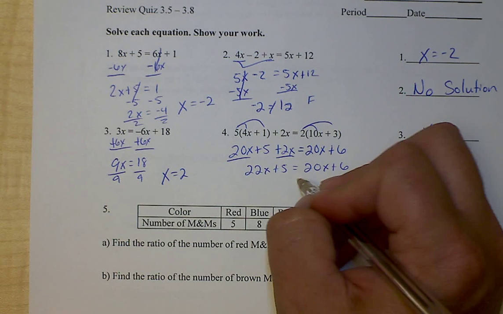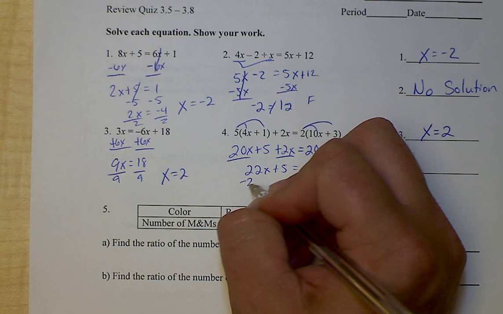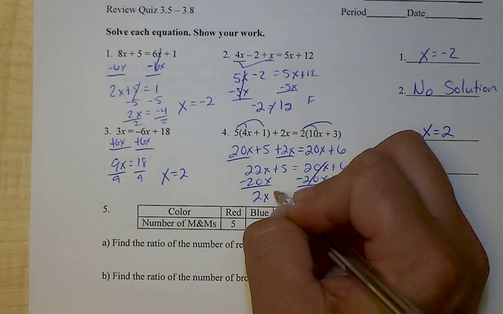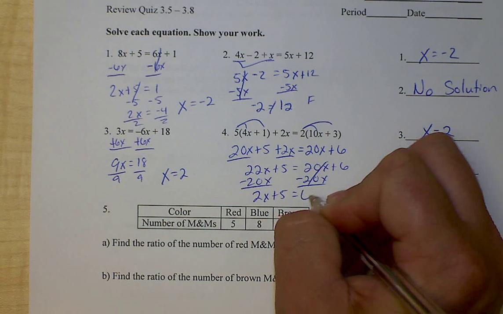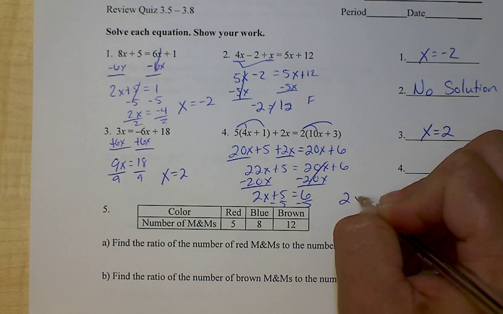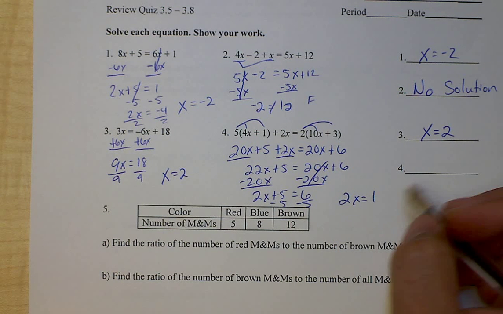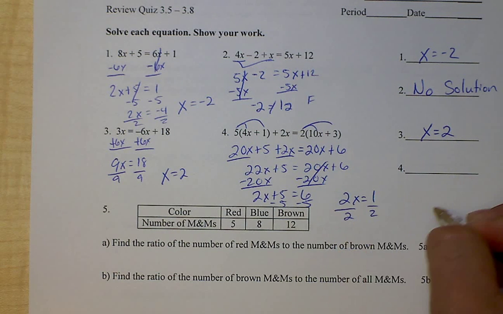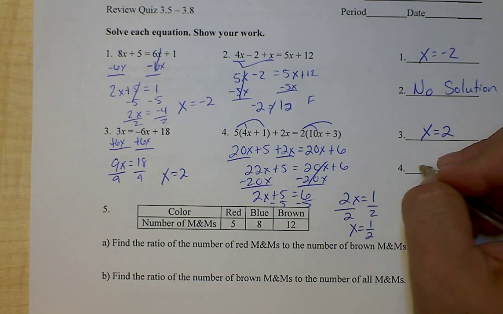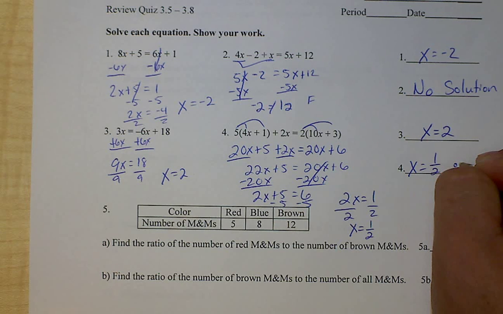I'm going to subtract 20x from both sides. Those cancel and I get 2x plus 5 equals 6. I subtract 5 from both sides. So I get 2x equals 1. And then I'm going to divide each side by 2. So I get x equals 1/2. Or 0.5.